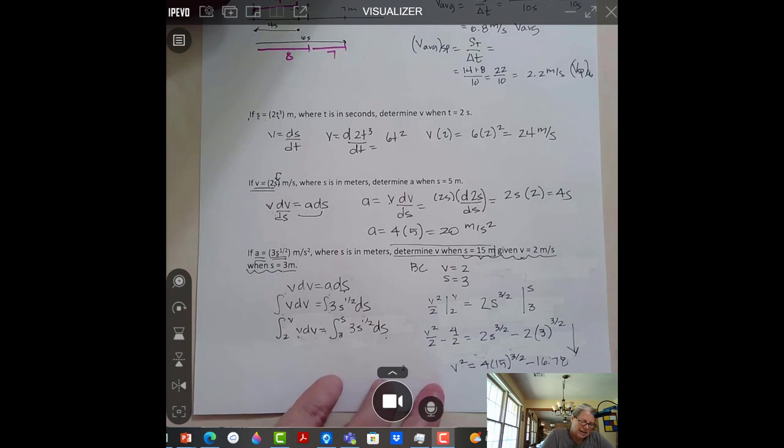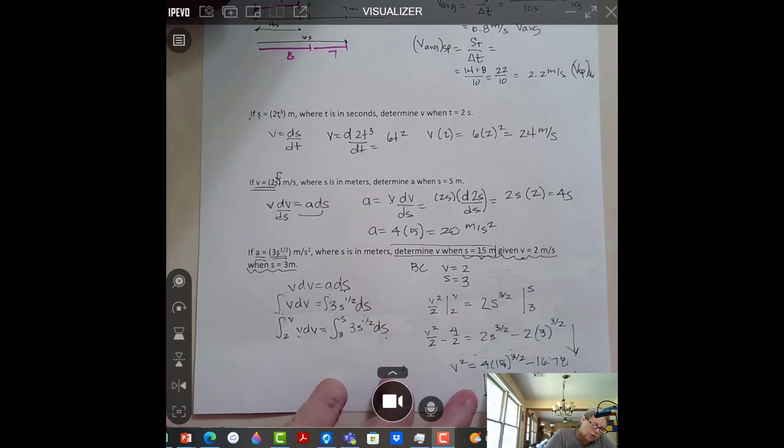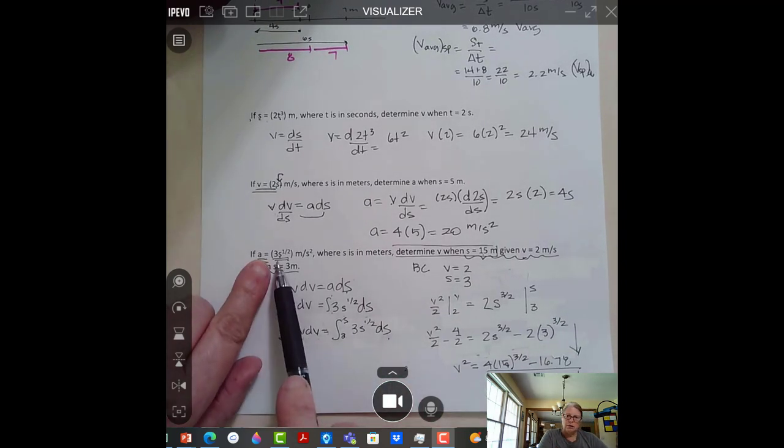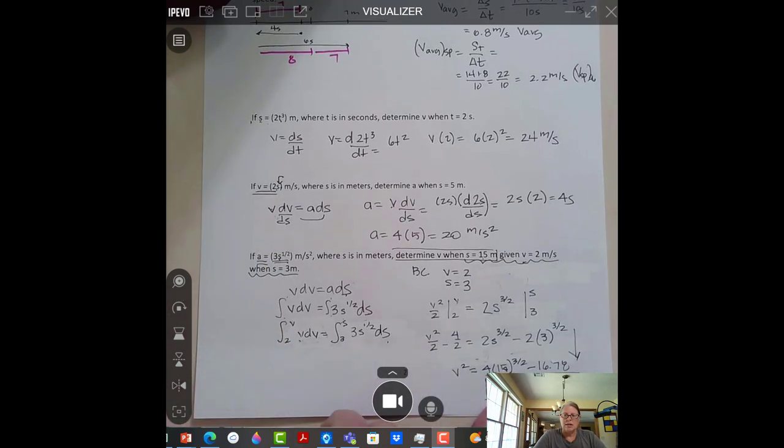And now I can calculate, with the 15, the value that I'm looking for. And when I calculate this out, my velocity is 14.68 meters per second. So I started with acceleration as a function of position. I integrated, and I'm ending up with a velocity when position is 15 meters.